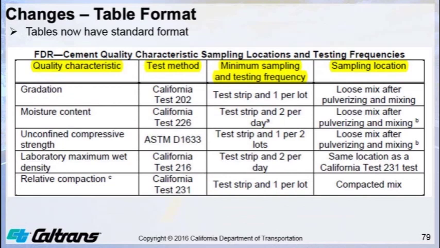As part of the effort to standardize the format for quality assurance specifications for 2015, the standard specifications also have incorporated standardized table formatting. Shown is a table format that will be used for the contractor quality control testing. The first column will show the quality characteristic, the second column will show the test method that is used, the third column will show the minimum sampling and testing frequency, and the fourth column will show the sampling location.